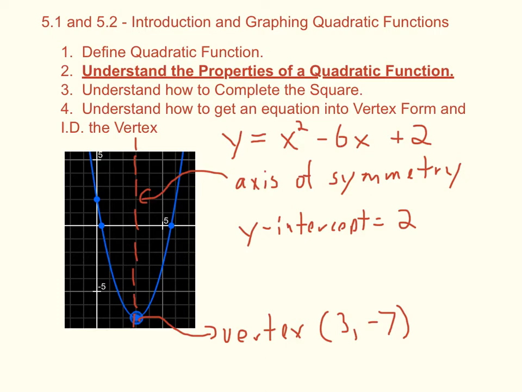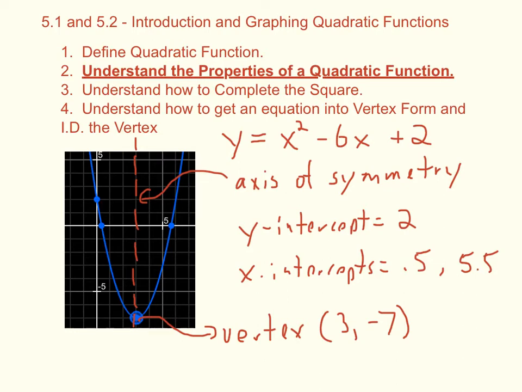Now there are two x-intercepts. They are equidistant from the axis of symmetry. So the x-intercepts equal roughly, we'll say about 0.5, and then also about 5.5, which, if our vertex is at 3, both x-intercepts are 2.5 away from 3.